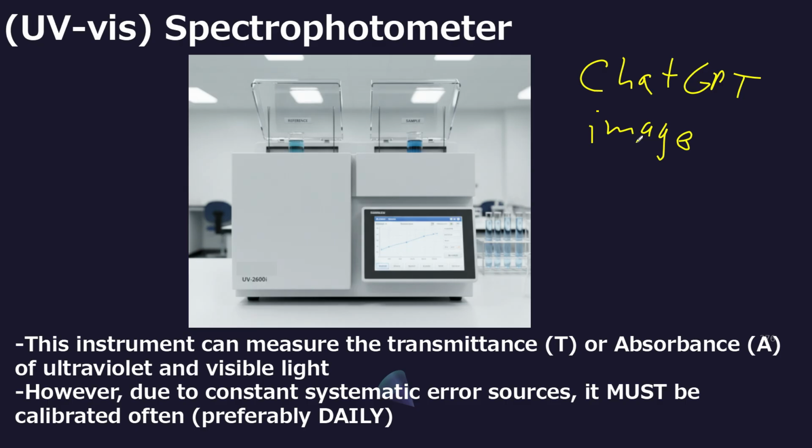You have a place to put in your sample, a place to put in a reference. The reference will usually be just diluted or distilled water, so it shouldn't really be blue in this picture. But you always want to be comparing against a blank sample, something that's set to 0. So the instrument here can measure either the transmittance, how much was allowed through, or the absorbance, which is 100% minus the transmittance percentage. So they are opposites of each other, and this will be done for ultraviolet and visible light in a UV-vis spectrophotometer. However, due to constant systematic errors in these devices, this must be calibrated often, preferably daily.